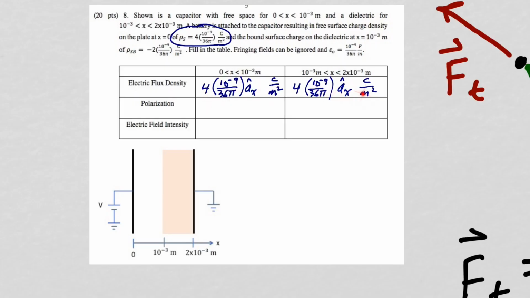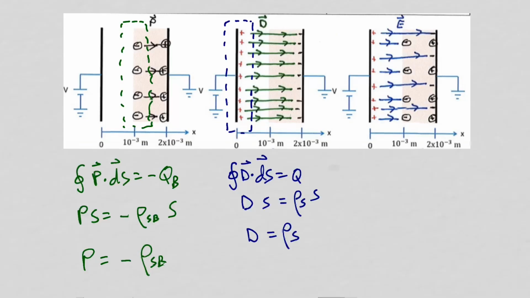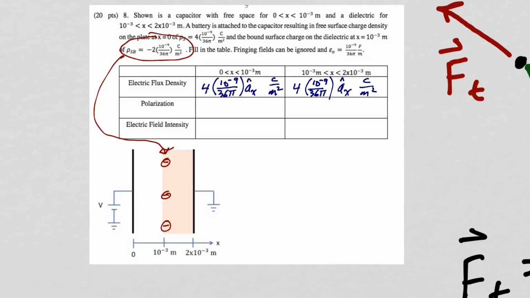To find the polarization, we put a Gaussian surface around the left side of the dielectric. So the bound charge enclosed will be the bound surface charge density on the left side of the dielectric times the surface area, and the integral of P dot dS will just be the surface area times the polarization going through the right face. So the polarization is equal to minus the bound surface charge density on the left side of the dielectric. Here's the bound surface charge density on the left side of the dielectric.